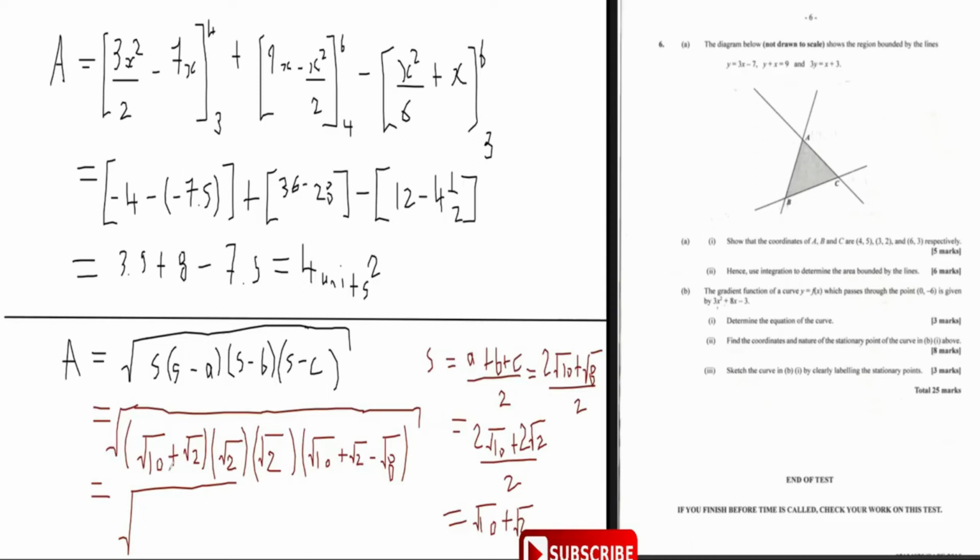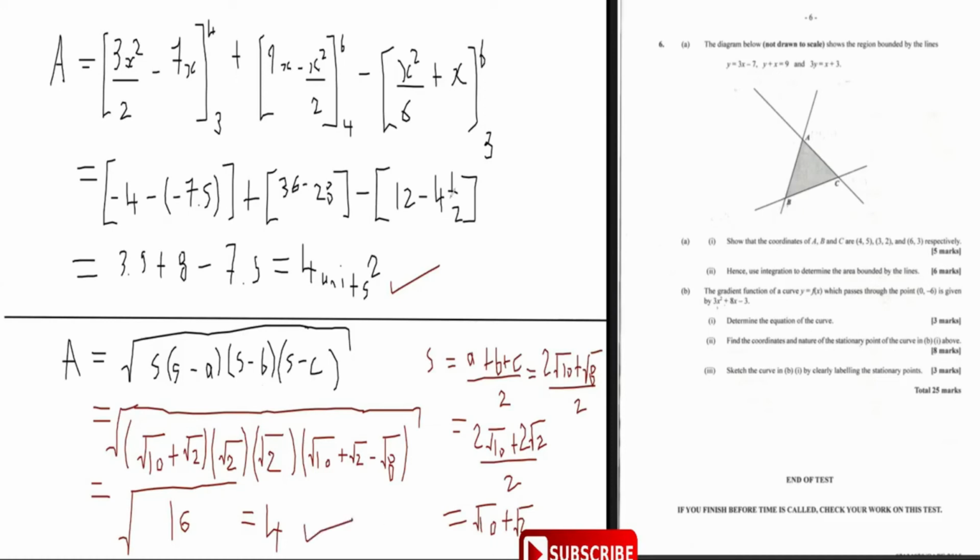All right, that's 4.576 times root 2 times root 2 times root 10 plus root 2 minus root 8, that's equal to 16. And the square root of 16 is equal to 4. So look at that. The area here is 4. And when we use algebra from C-set maths, the area is 4.